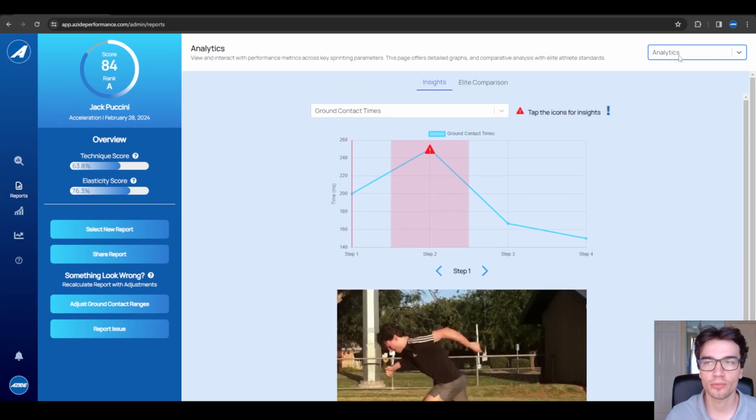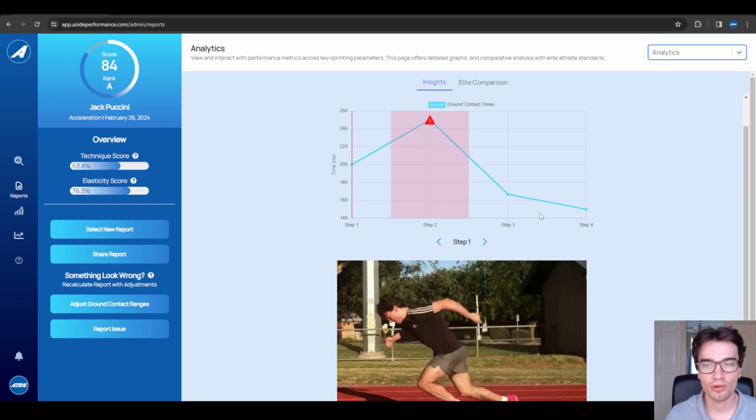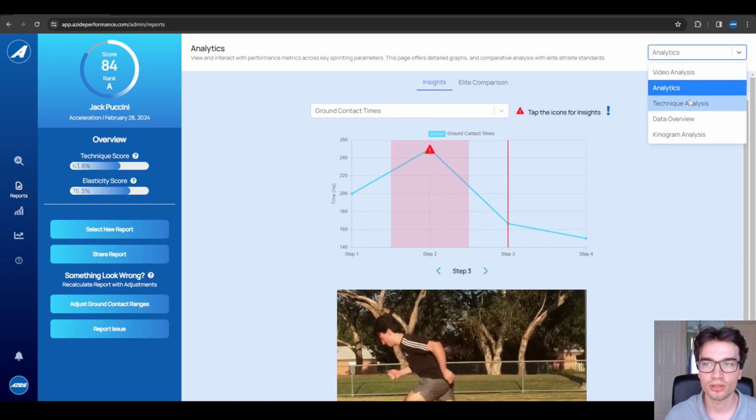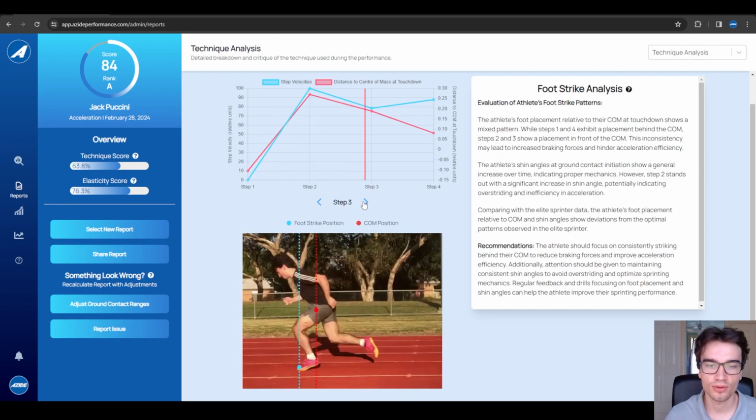I mean, we can look further and we can look at steps 3 and 4 here, but maybe go to the technique tab here, look at steps 3.